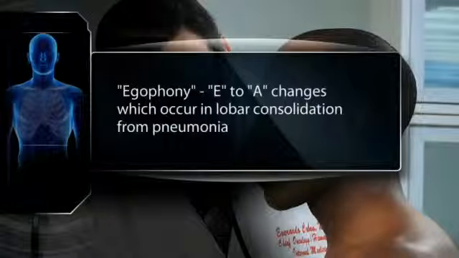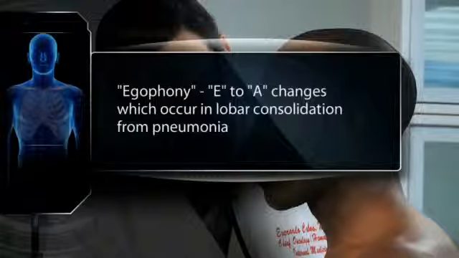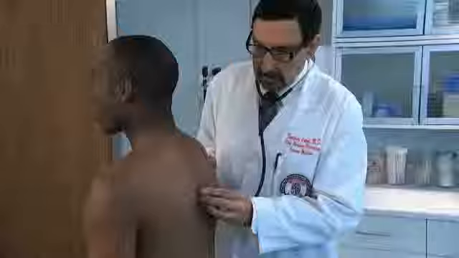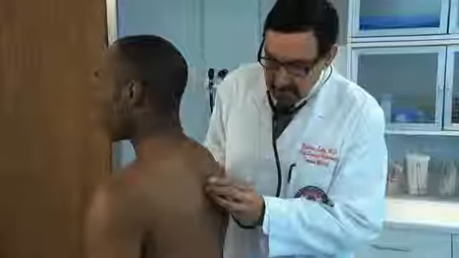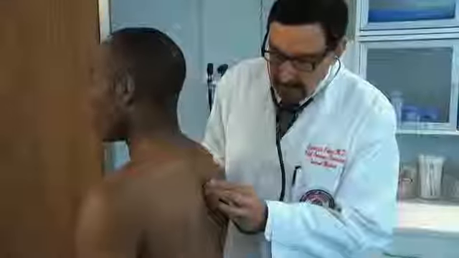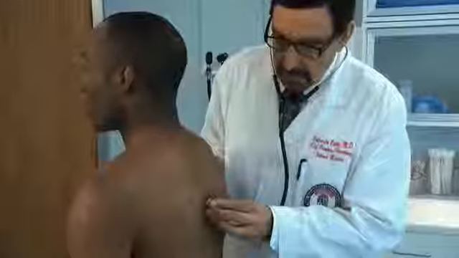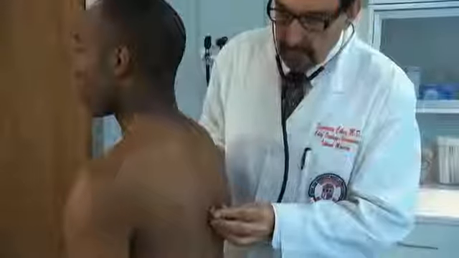Next, test for egophony, or E to A changes, which occur in lobar consolidation from pneumonia. Have the patient say E, E, E. Normally, you will hear a muffled long E sound. If the underlying tissue is consolidated, the E sound changes to a bleating A in quality.